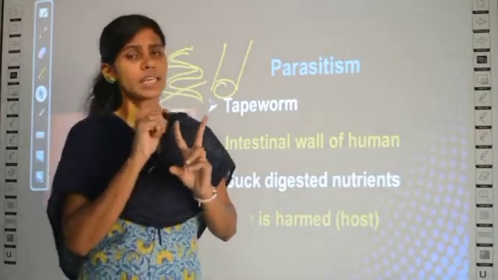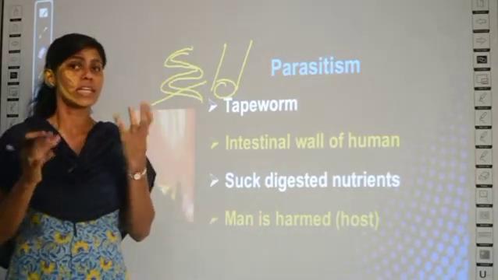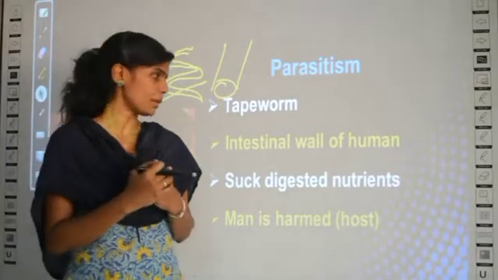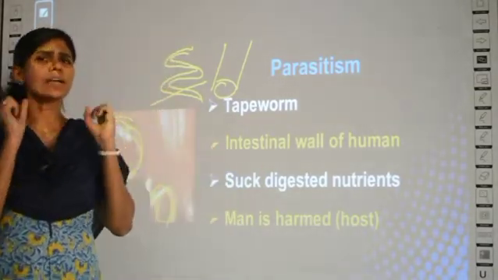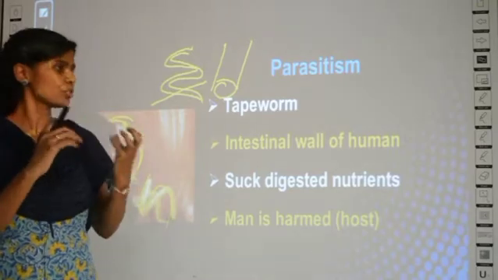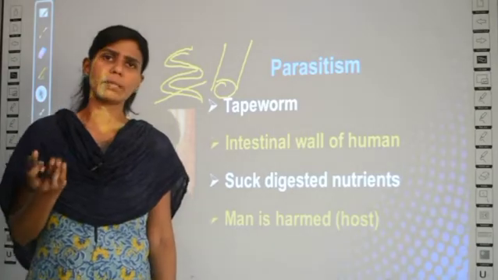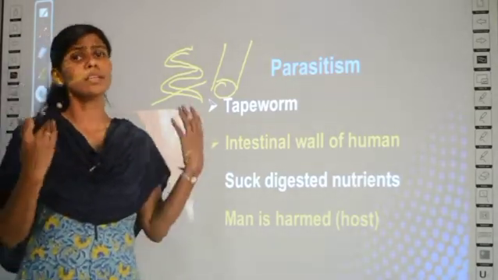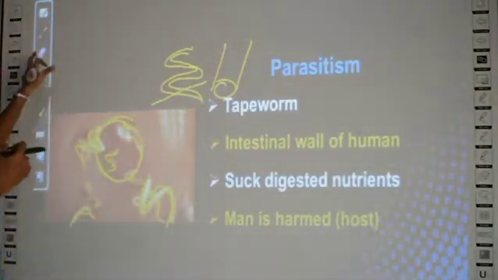Who is the parasite here? Tapeworm is the parasite. Where can you find tapeworms? Sometimes it is found in the intestinal walls of human beings. What will happen if it is present on the walls? It will suck the digested nutrients present in the intestinal walls. And what is the result? The man is harmed. The host is harmed by losing the nutrients. Okay, so this is about parasitism.